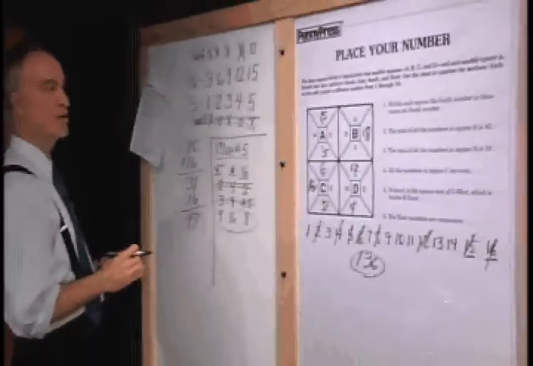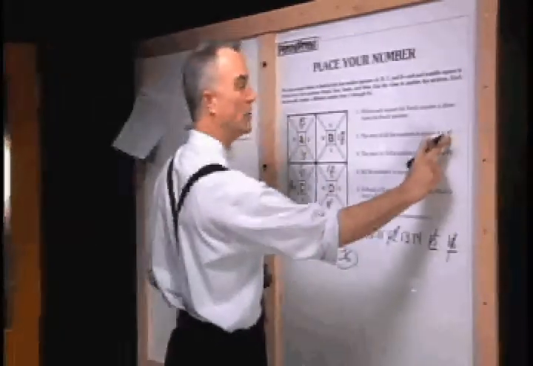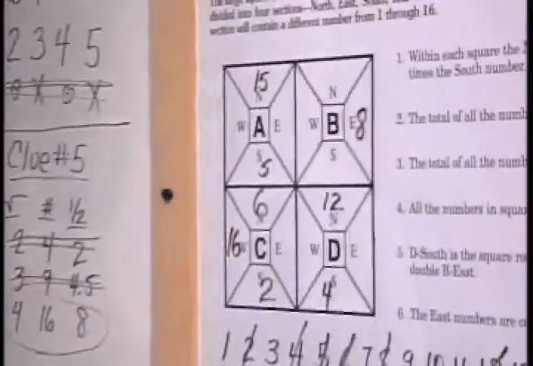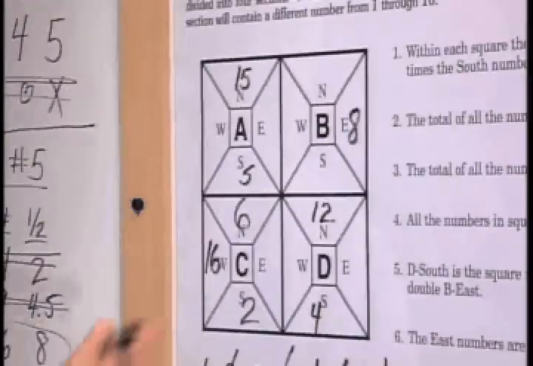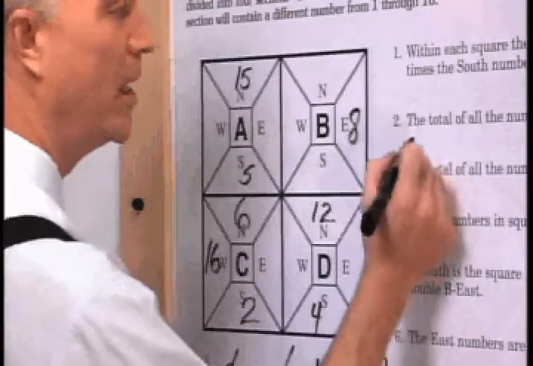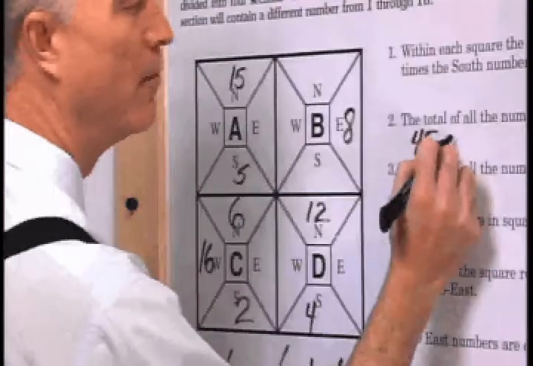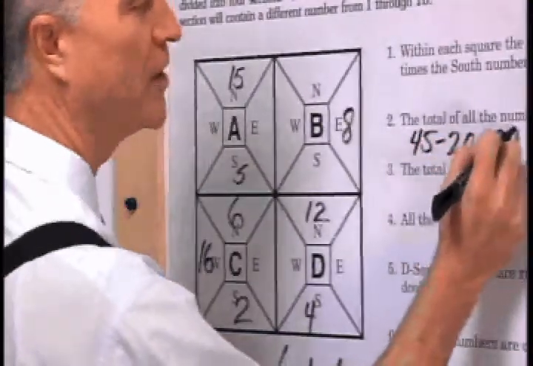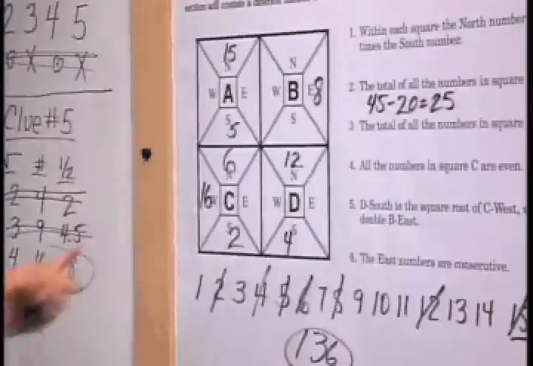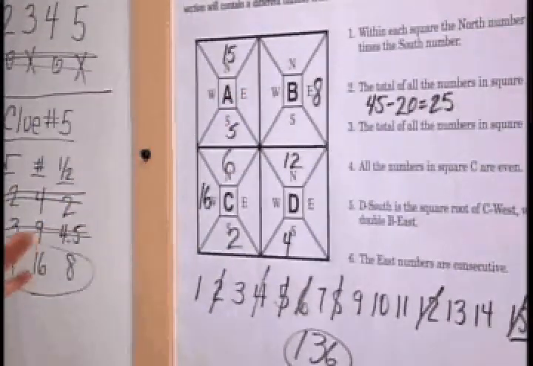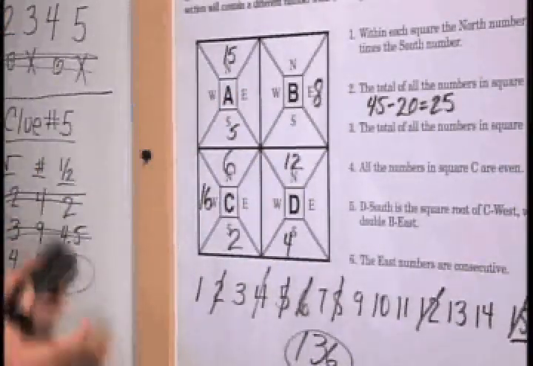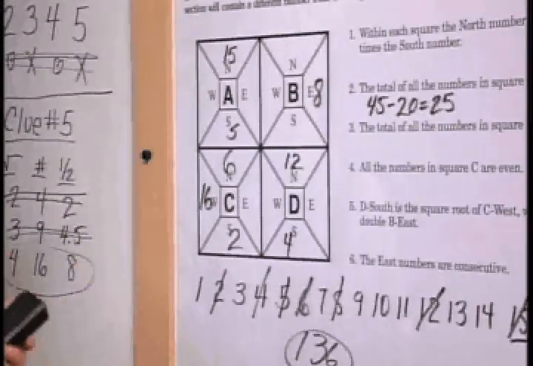What else do we know about section A? The total of all numbers in square A is 45. How much have we used so far? 5 and 15 obviously is 20. If we take 45 minus 20, it leaves us 25. We have to find a combination of numbers now for east and west that are going to add up to 25. That's the maximum number. And not only is it the maximum number, it's the only combination of numbers that we can use.